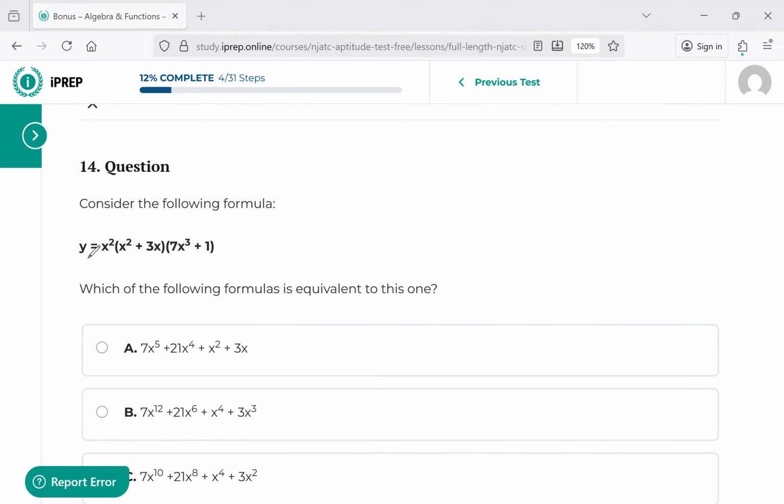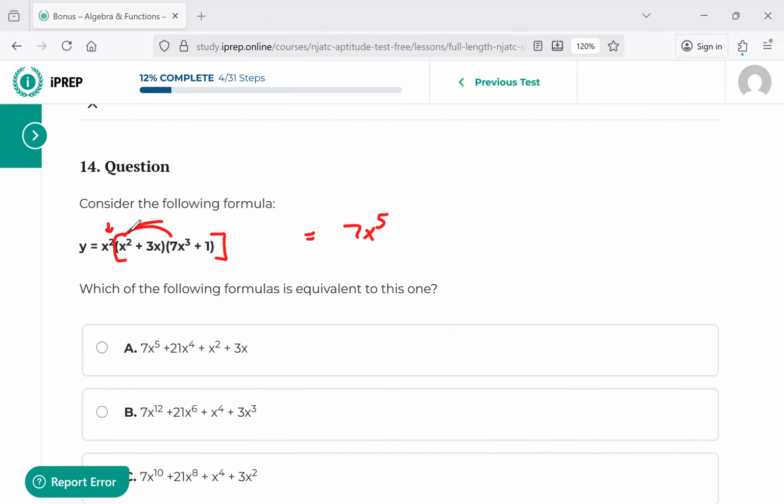Consider the following, which of the following forms is equivalent to this. So just FOIL it out and collect like terms. So what I would do first is I would not FOIL out this x squared first. I would just FOIL out these first and then FOIL out the x squared. So what's x squared times 7x cubed? That is 7x to the 5th.